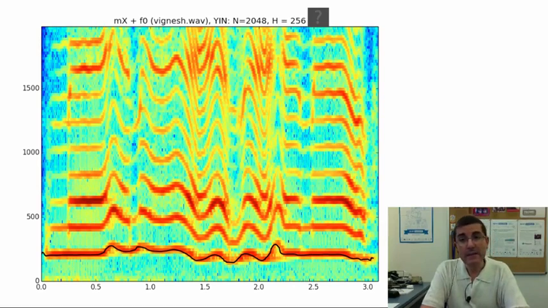But this type of method does not work for many sounds. Especially, it does not work for polyphonic signals. So we have to go to the frequency domain.